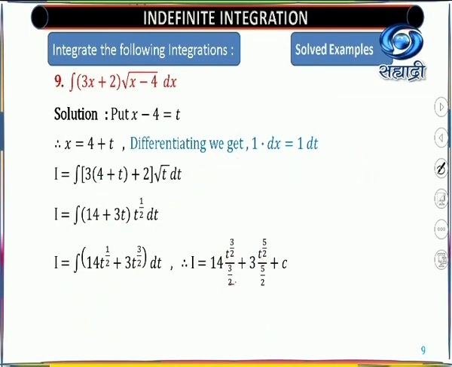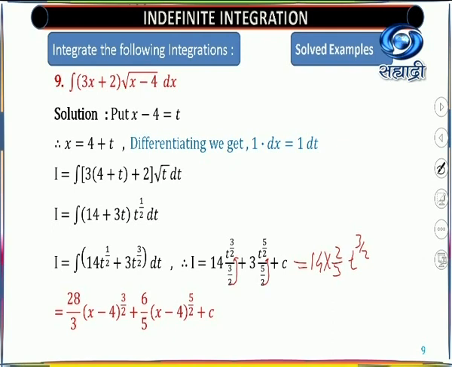Okay. Now what? This 2 goes to the numerator. This 2 also goes to the numerator because it is denominator's denominator. So it is multiplied to 14. 14 into 2 gives you 28. So you will get this value 28 upon 3 and t raised to 3 by 2. Here we will simplify first. This is 14 into 2 upon 3, t raised to 3 by 2. Then this 2 goes again to the numerator. So you will get plus 3 into 2 t raised to 5 upon 2 upon 5, plus constant of integration. So here now 14 twos are 28 upon 3.